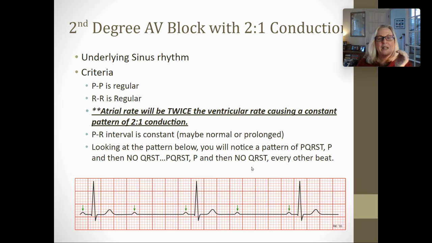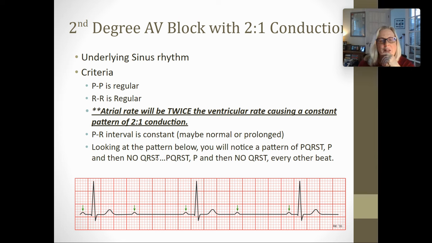Okay, so like I said, they could come in patterns. Occasionally they come in this pattern called a 2-to-1. They will occasionally come in a 3-to-1 conduction. That's how many P waves there are per QRS. So the one at the front, the 2, means we have 2 P waves for every one QRS.